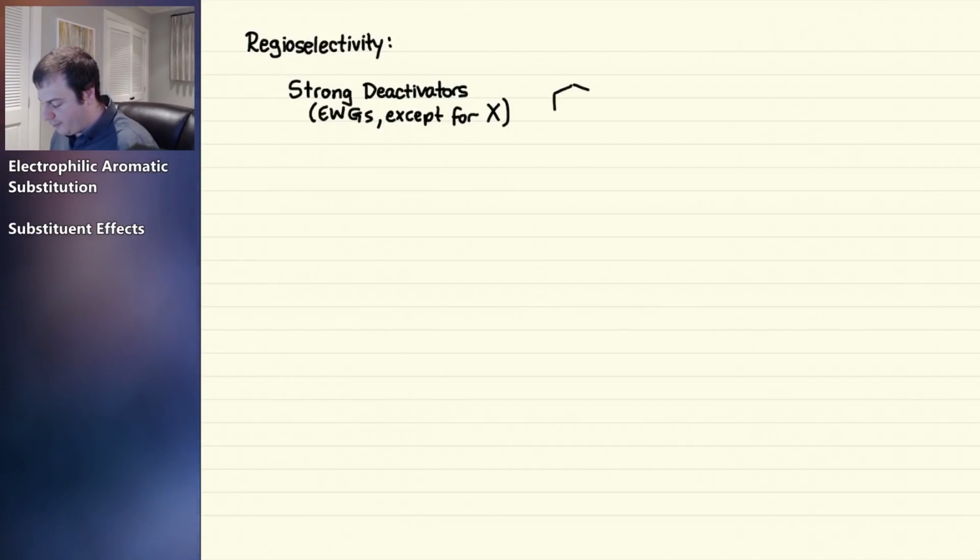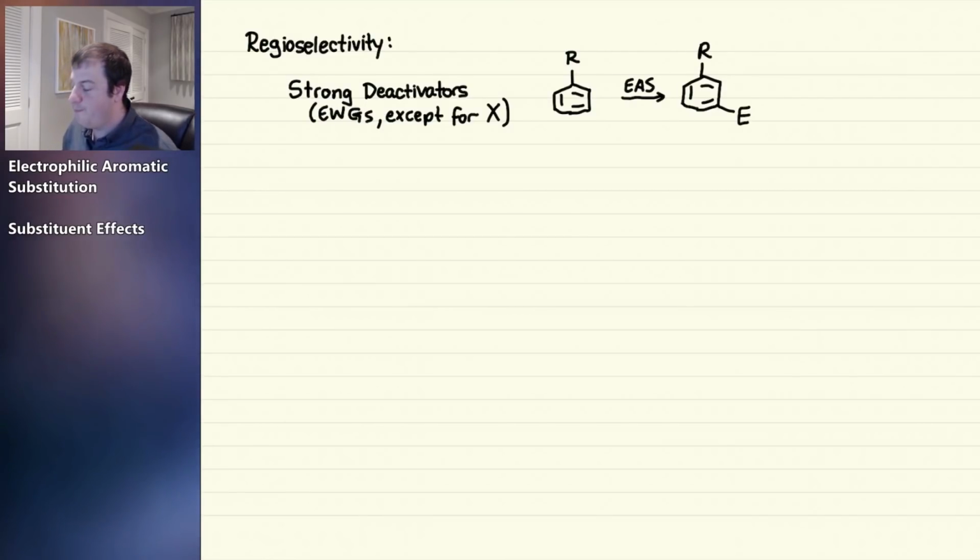And so if you have the strong deactivator on the benzene ring, and you do an EAS reaction, one of the 5 EAS reactions, we are going to get the meta product as the major product. So we are going to add the electrophile group meta to the strong deactivating group.